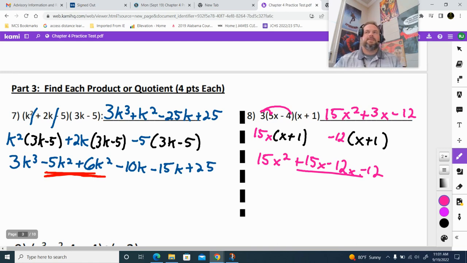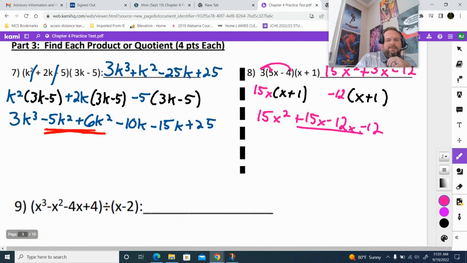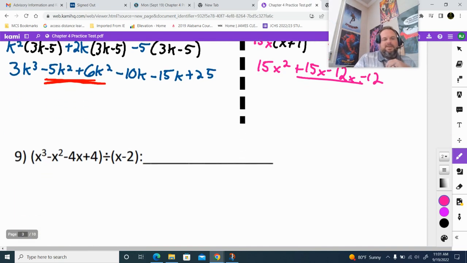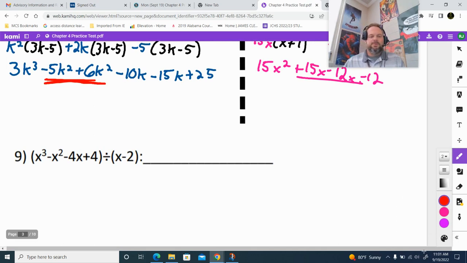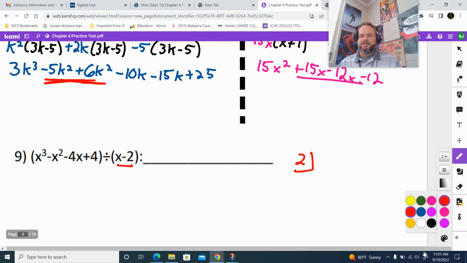All right. So that's 7 and 8. All right, for number 9. Remember, we take the opposite of this, goes in the timeout box. We have to look at our coefficients, or our degrees, this goes 3, 2, 1, and none. So we get to just write these numbers up here.